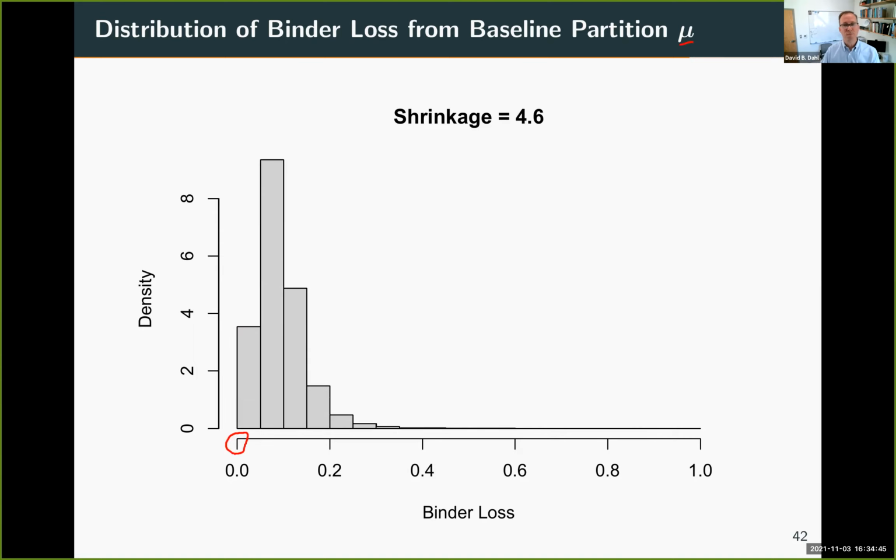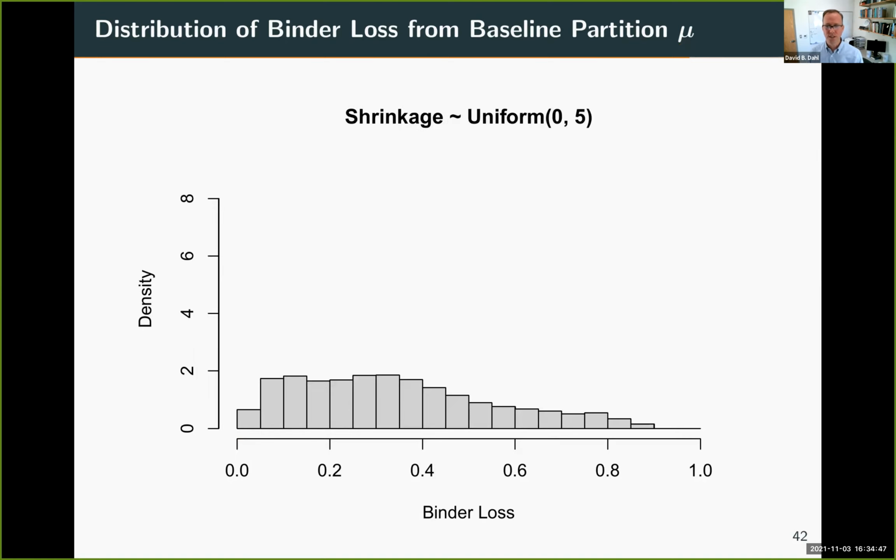But we recognize that if you put a uniform prior on the shrinkage, then the distribution of Binder loss from the baseline can be much more spread out. We could have some partitions that are right there, right at the baseline, but we can also have substantial movement away from that for larger values of the shrinkage. That is when we use a uniform shrinkage prior.